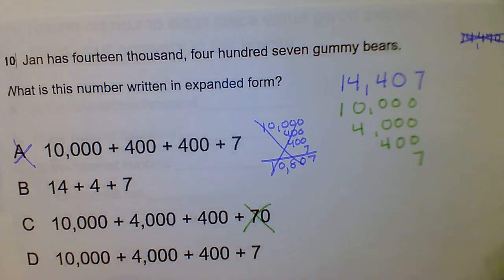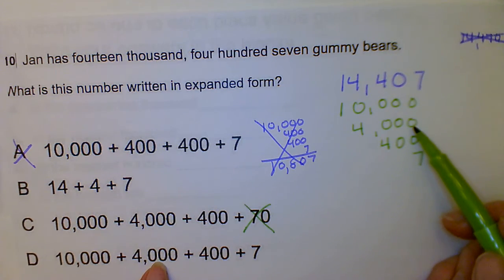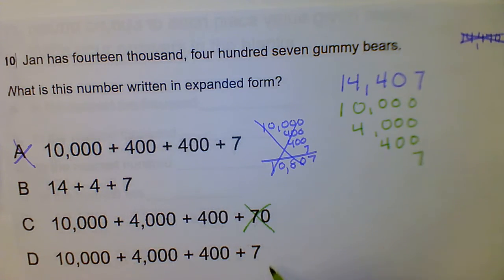That messes it up. Let's try this one. 10,000 plus 4,000 plus 400 plus 7. That one works, and that's the one I'm going to pick. And this one clearly is just wrong. I hope no one picks that one.